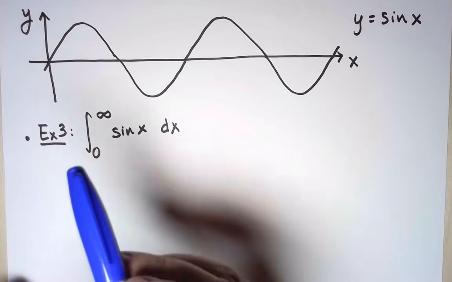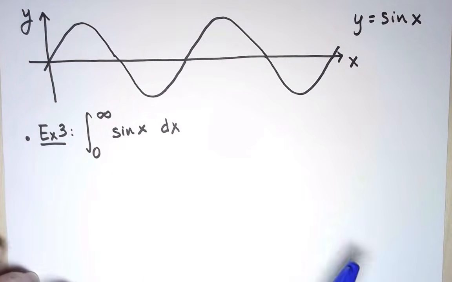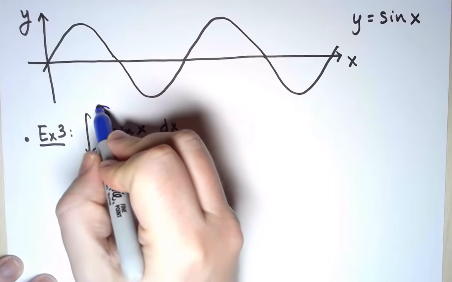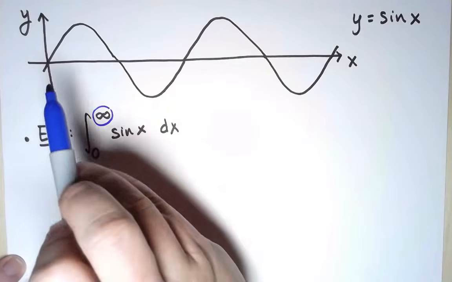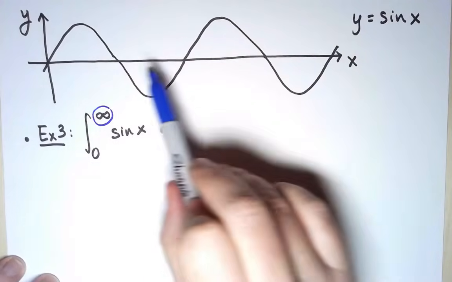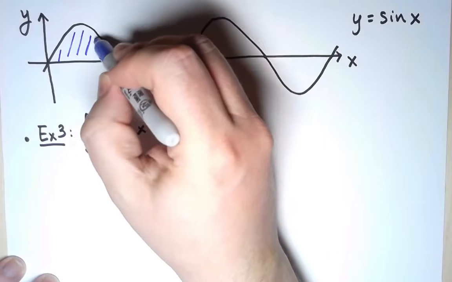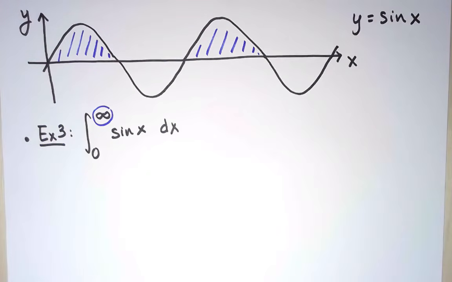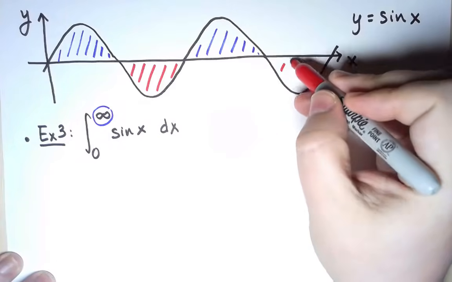In this example, I want to calculate the integral between 0 and infinity of sine of x with respect to x. This is an improper integral because the domain goes all the way to infinity. Geometrically, this represents the area between the graph of sine and the x-axis, except that the pieces of the region that are above the axis count as positive, and the pieces that are below the axis count as negative.